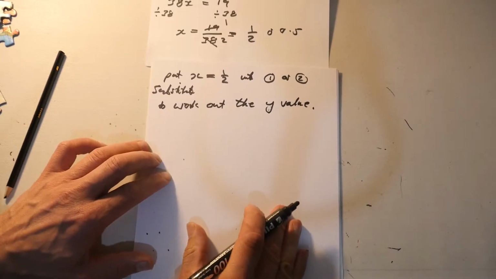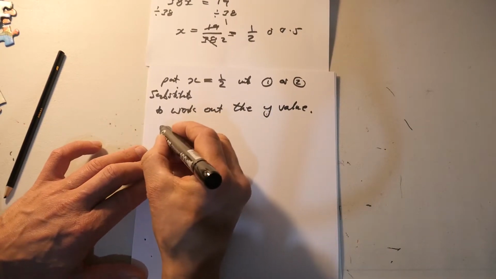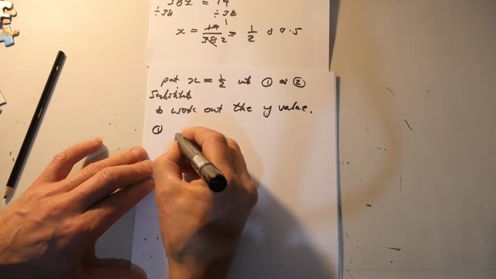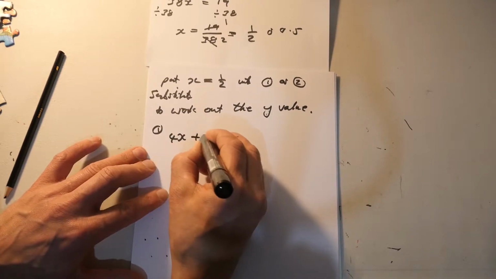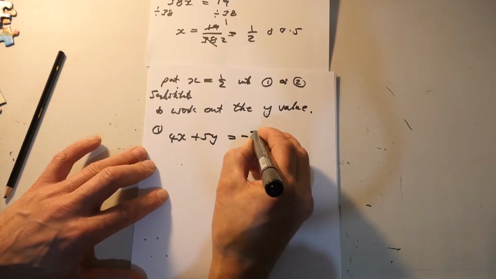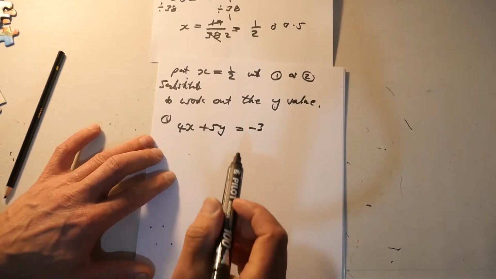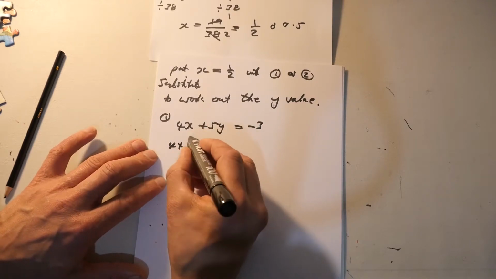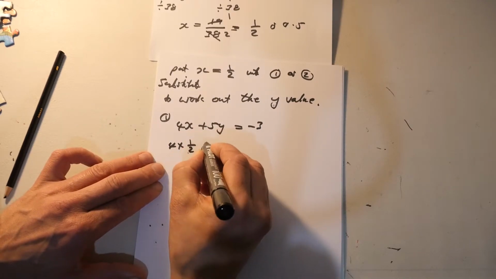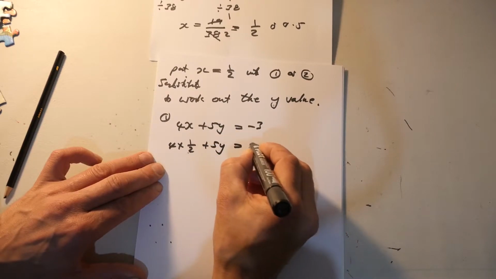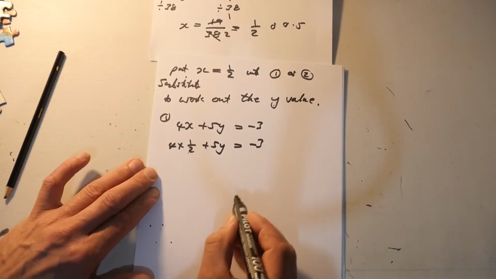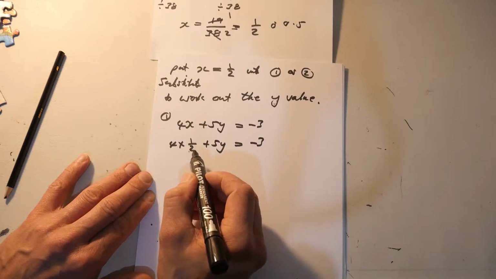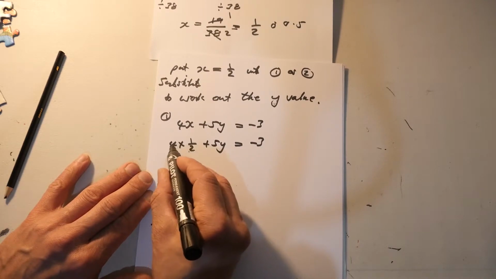Okay, so we'll take equation 1. So equation 1, 4x plus 5y equals minus 3. Okay, putting x equals a half in, you get 4 times a half plus 5y equals minus 3. Okay, 4 times a half is 2. 2 goes into 4 twice.